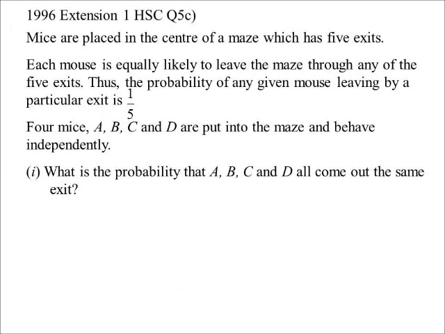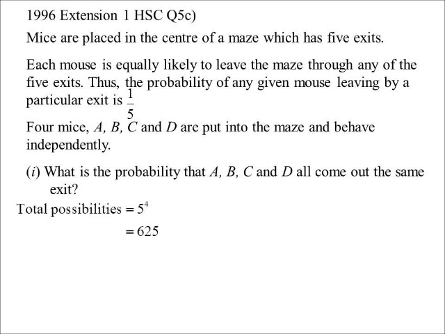Here's one from an HSC. Mice are placed in a maze, and there are five exits. Each mouse is equally likely to leave the maze through any of the exits. The probability, therefore, of any mouse leaving a particular exit is 1 in 5. It's a 1 in 5 choice they've got. Four mice, which we'll call A, B, C, and D, are put in the maze. They behave independently, so what one mouse does doesn't affect what the other mice do. What's the probability that A, B, C, and D all go out the same exit?